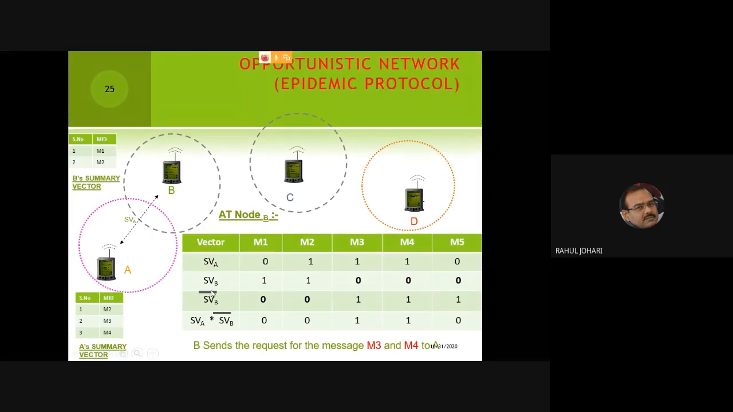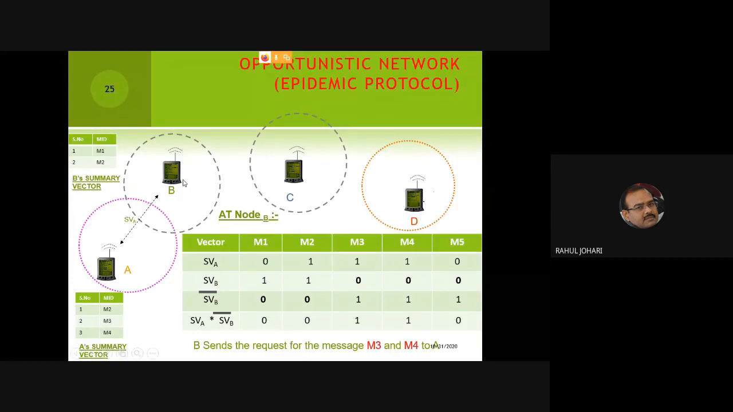Now we carry out a computation. In the first column we have a vector, then M1, M2, M3, M4 and M5, the 5 messages. Now we compute the summary vector of node A. Node A has knowledge of M2, M3 and M4, so for M2, M3 and M4 we mark the value 1, and node A has no knowledge of M1 and M5, so the value is marked as 0 for them.